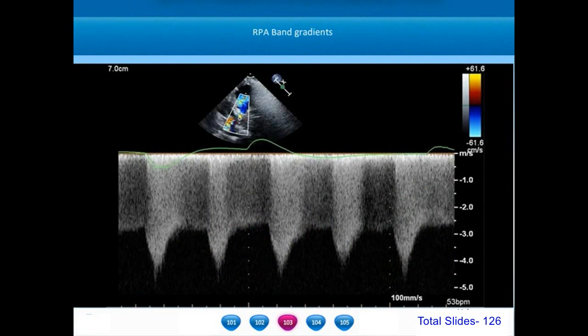Following a hybrid stage 1 palliation, the continuous wave Doppler across the ostium of the right pulmonary artery is showing a band gradient with peak velocities of more than 4 meters per second, which will equate to a peak gradient of around 70 millimeters of mercury. Also notice that the end diastolic velocities are close to 2.7 meters per second, which indicates that the band is fairly tight and the distal pulmonary vasculature is well protected.